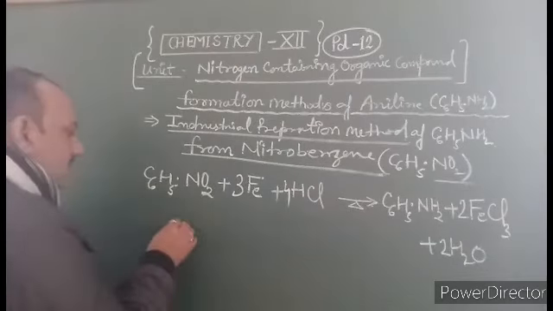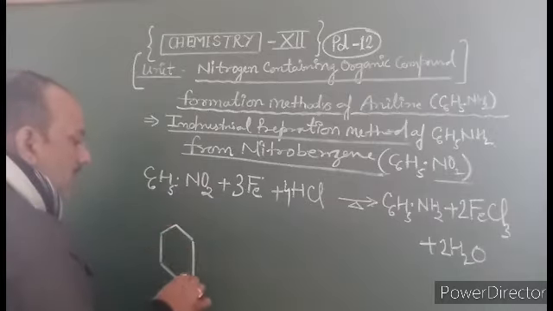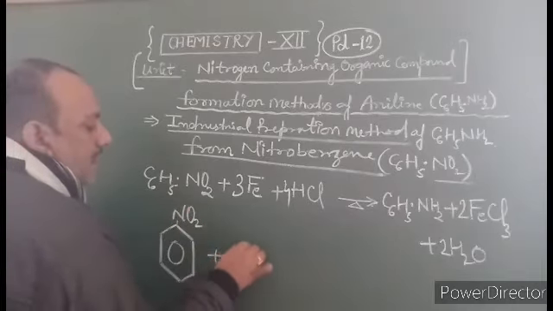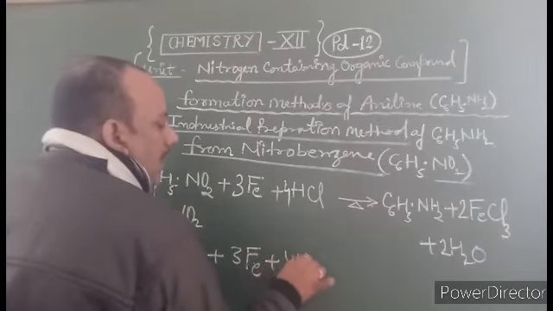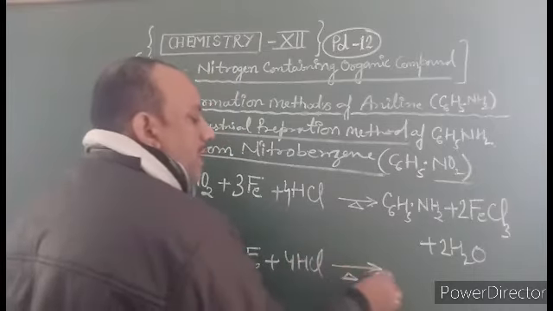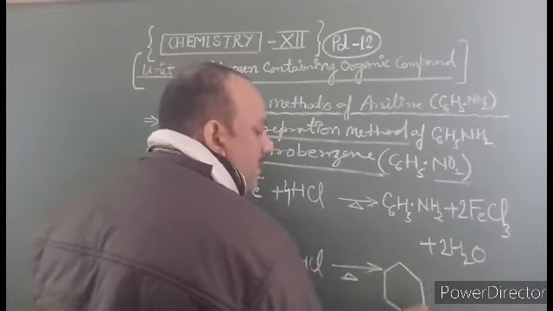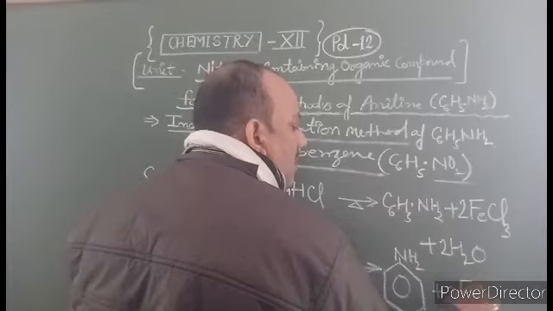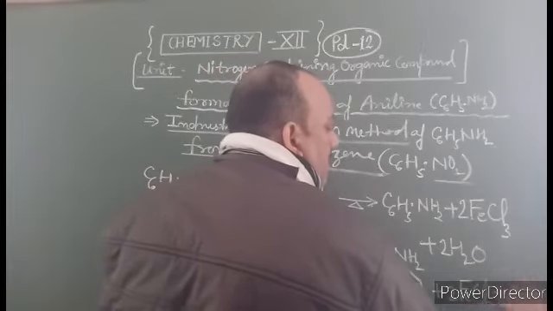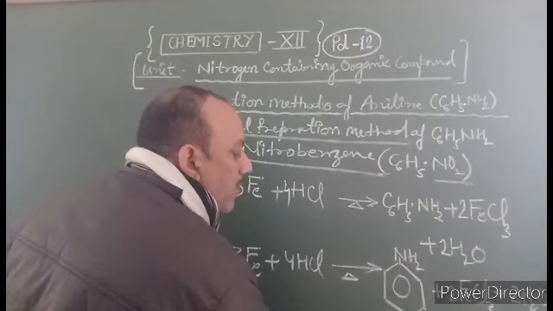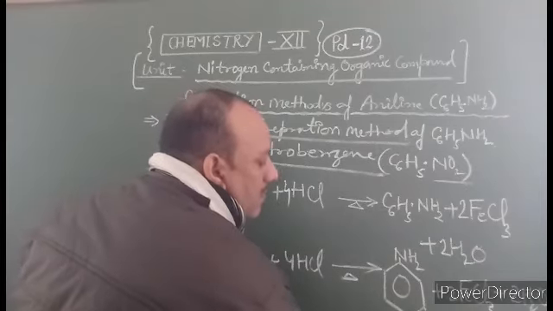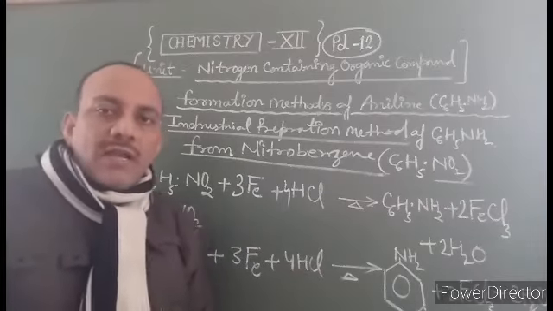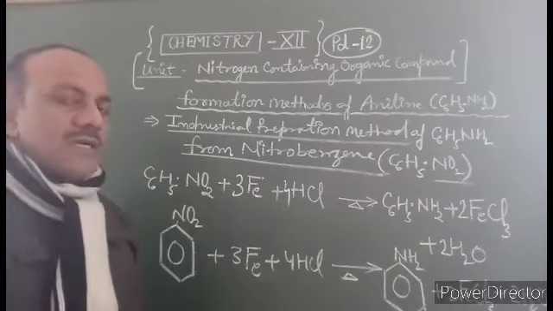Now it is also shown in the structural formula. Nitrobenzene reacts with iron and HCl to make aniline, C6H5NH2, plus FeCl3 plus H2O. This is the formula of aniline. Students, so here we completed all preparation methods of aniline.